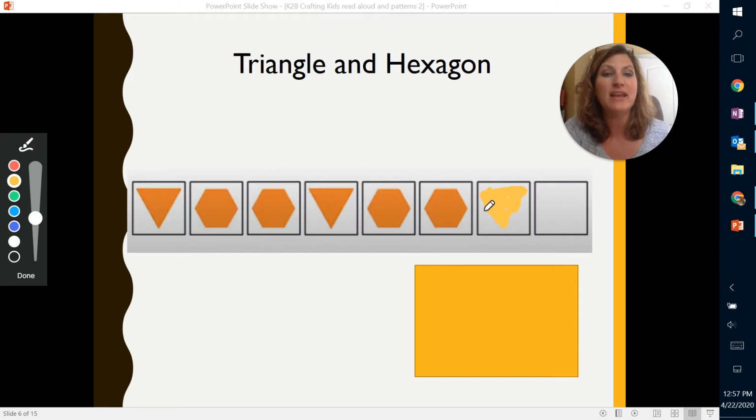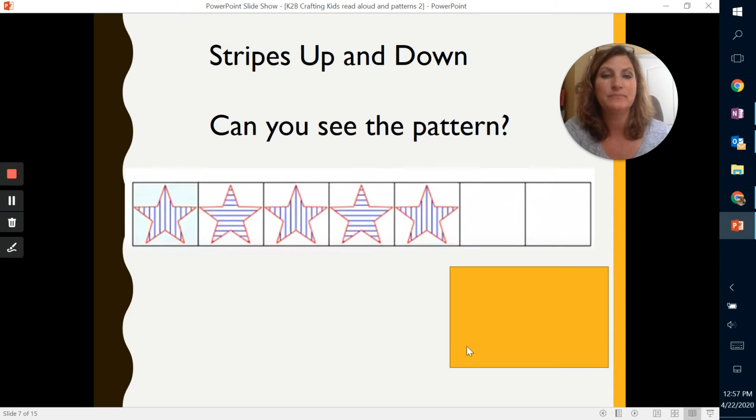And then what do you think is going to be the next shape? That's exactly right. It's going to be a hexagon. Miss Proctor's hexagon looks kind of crazy right here. So there are our shapes for that pattern.